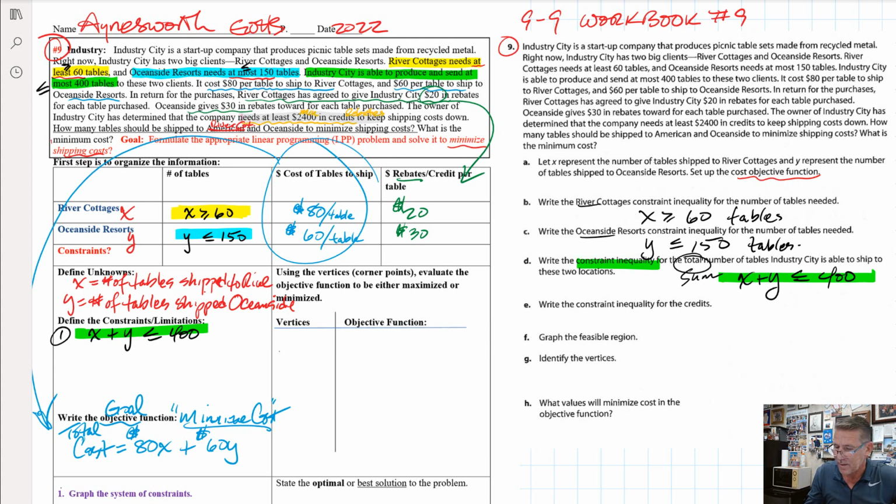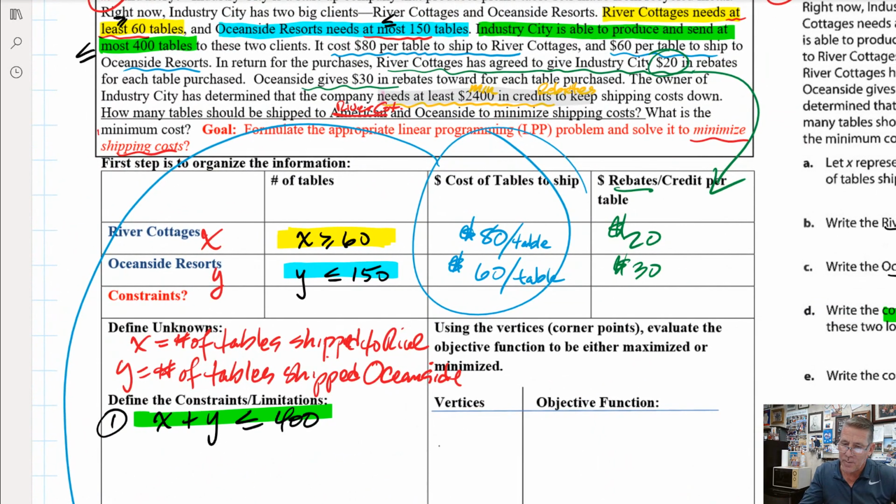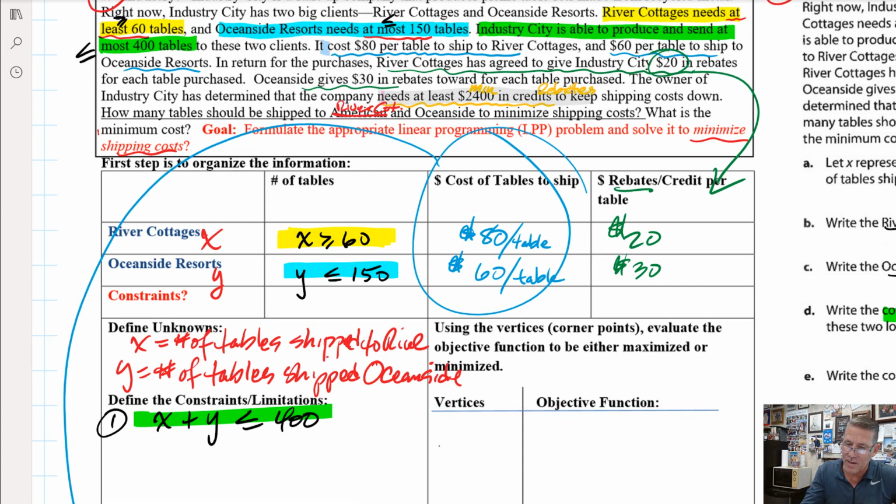Now part E says write the constraint inequality for the credits. Okay, so let's talk about credits. So what are the credits? Let's go back to the problem. Now up here, let me switch colors here. So in return for the purchase, River Cottages has agreed to give Industry City $20 in rebates. So we're going to take these rebates, credits, and apply it to our variables.